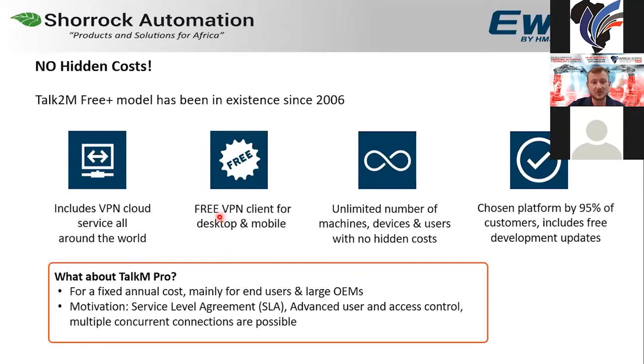Then the nice thing about all of this is that there are no hidden costs. It's all based on the Talk2M Free Plus model. This has been in existence since 2006. It includes VPN cloud services all around the world. You get a free VPN client for both desktop and mobile. And it comes with an unlimited number of machines, devices, and users with no hidden costs. So you don't pay per E1 or per device that you add onto your account. It's also the chosen platform by 95% of E1's global customer base and includes lifetime free development updates.